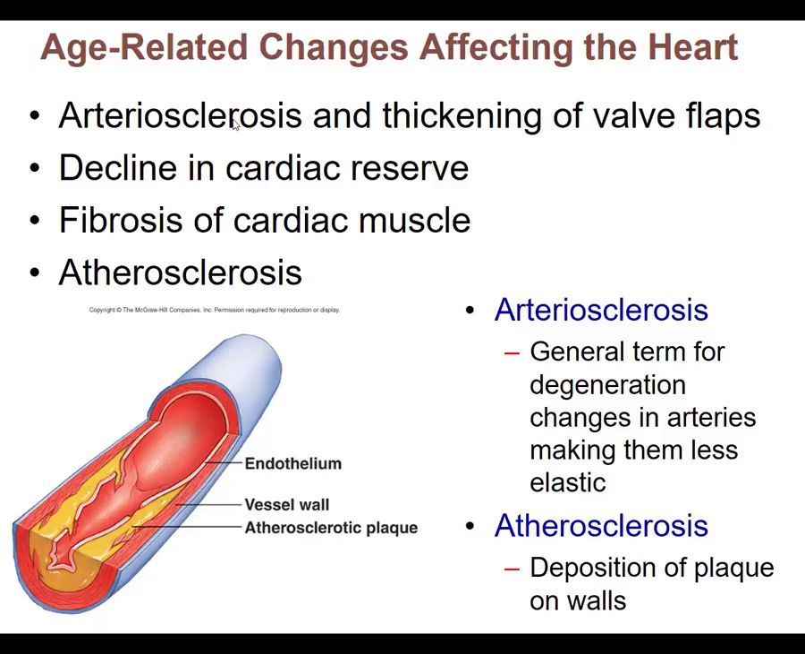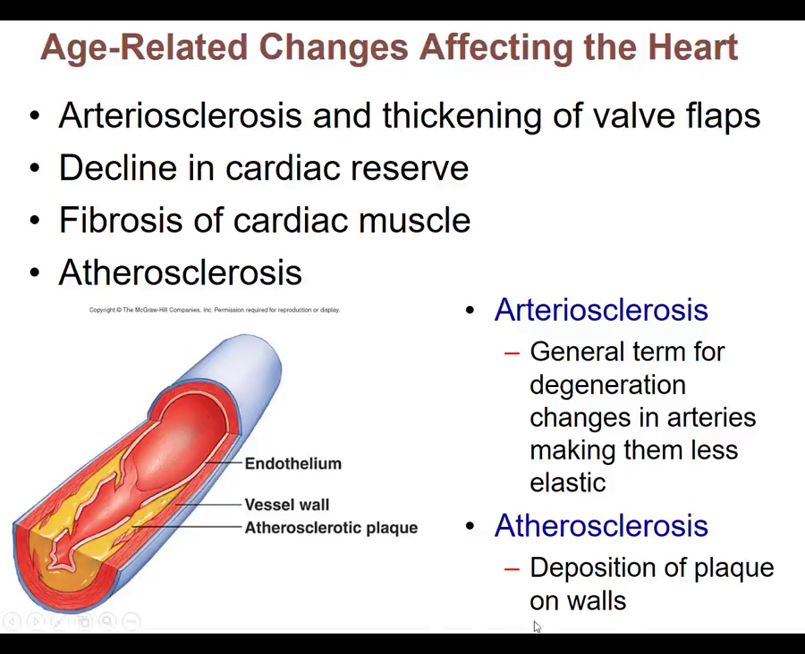How much blood is going to be filling. You can have fibrosis of cardiac muscle. As some muscle tissue eventually dies, it's going to get replaced with a fibrous connective tissue. We can also have atherosclerosis. Now, there is a difference between atherosclerosis and arteriosclerosis. They sound almost the same. They look almost the same.